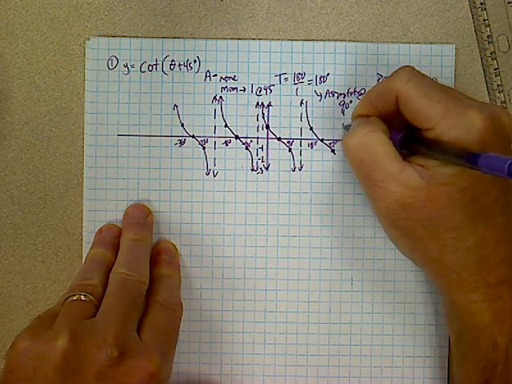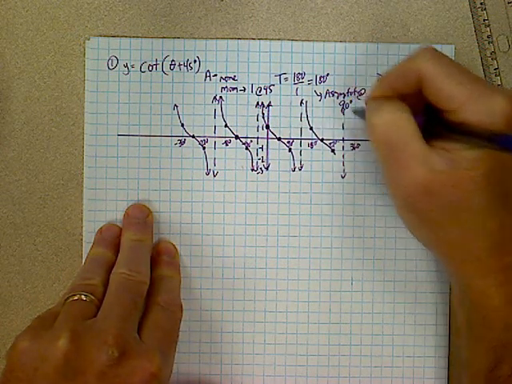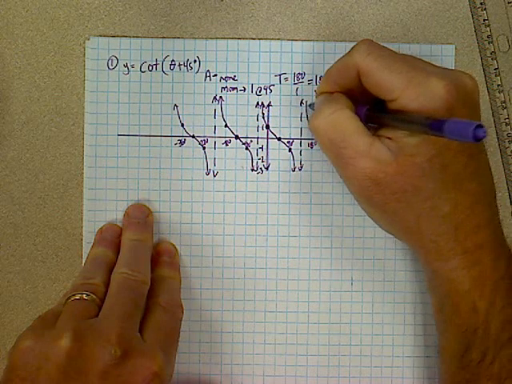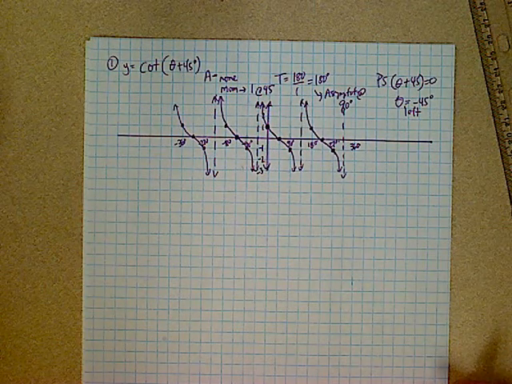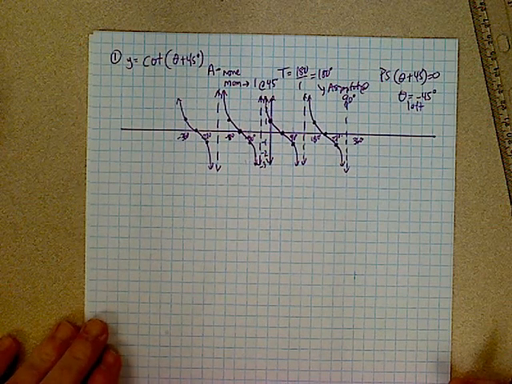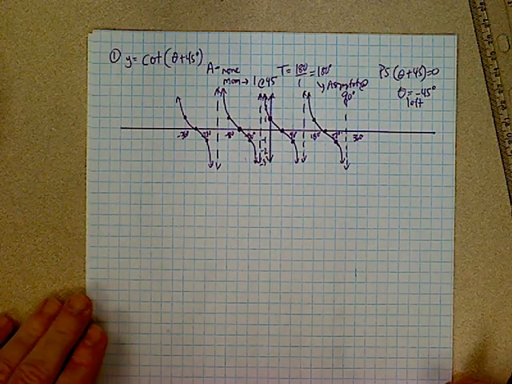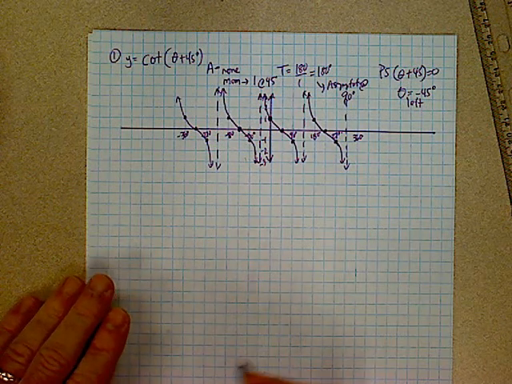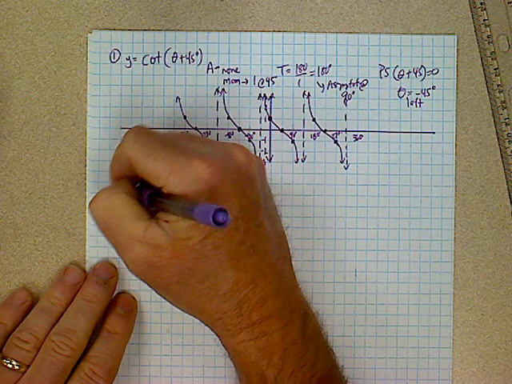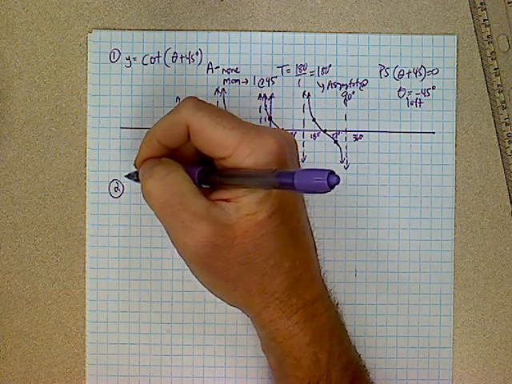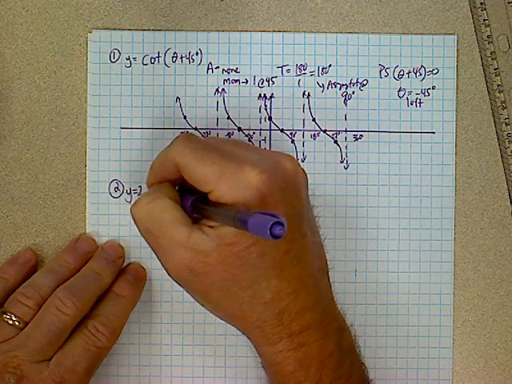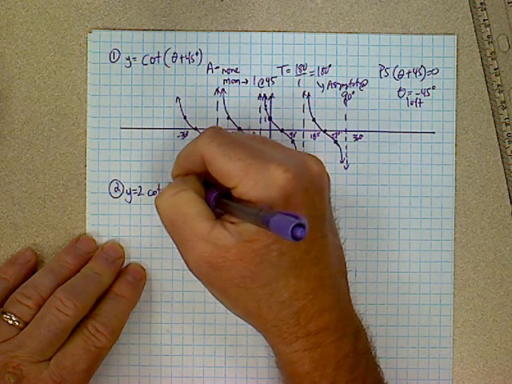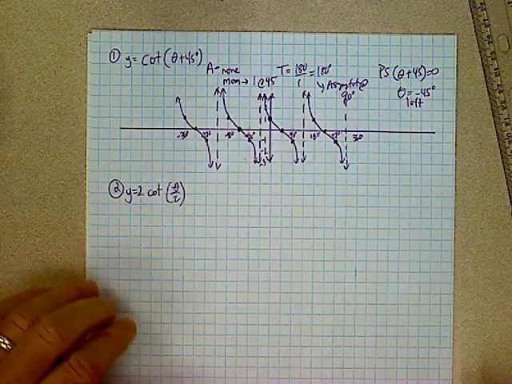And an asymptote, I forgot to draw my asymptote here right before 360. Okay, and that's how much I'm going to make of that cotangent. All right? Okay, second one here that we're going to do is 2 cotangent theta divided by 2. So question 2 is going to be y equals 2 cotangent of theta divided by 2.